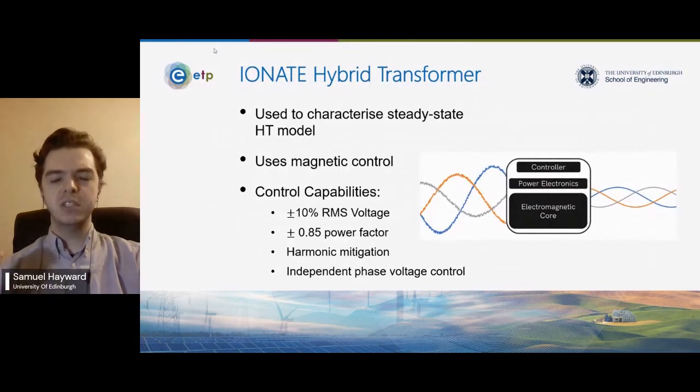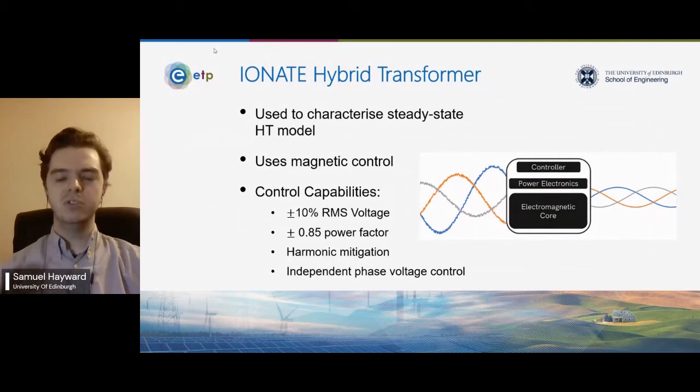So this project is partly funded and supported by a company called Ionate, who are developing their own hybrid transformer, and they are providing us with information about the functionalities and capabilities of the transformer, which are then being used to help characterize the steady-state model for this project.